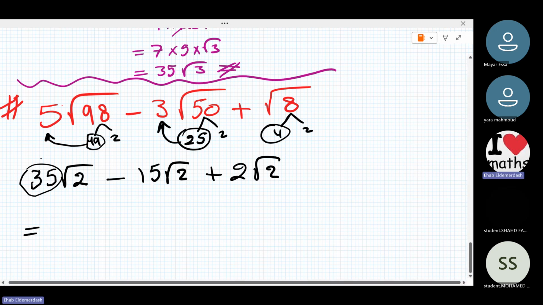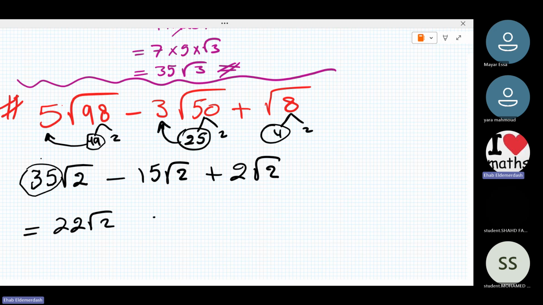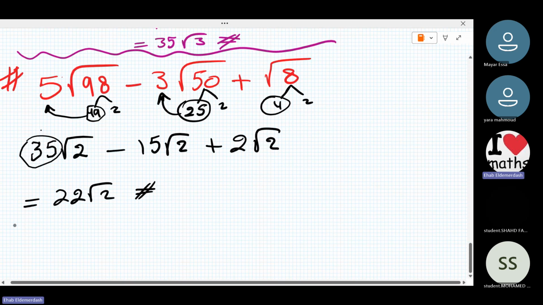35. All of them are talking about root 2, so we will collect everything related to root 2. It's 35 minus 15, which is 20. Plus 2, this will give me 22 root 2. So this is the answer. Am I clear? Then I will do another question.